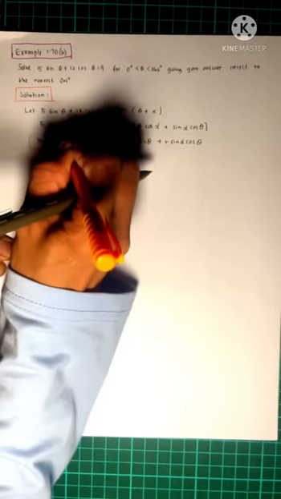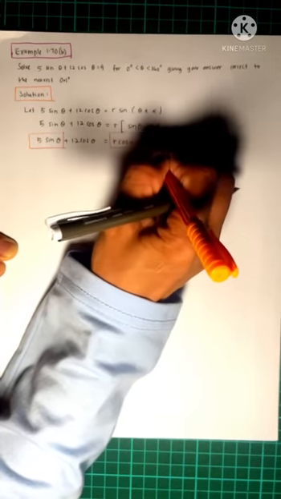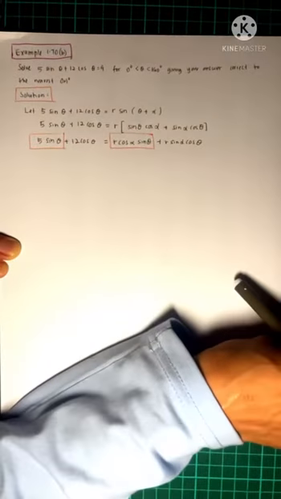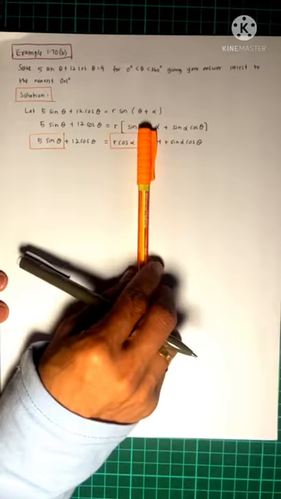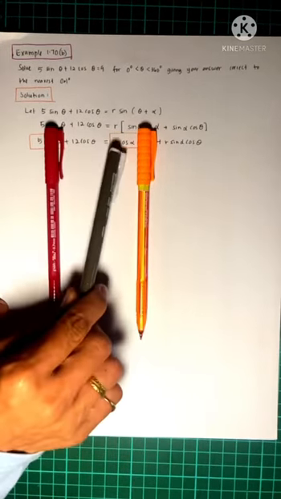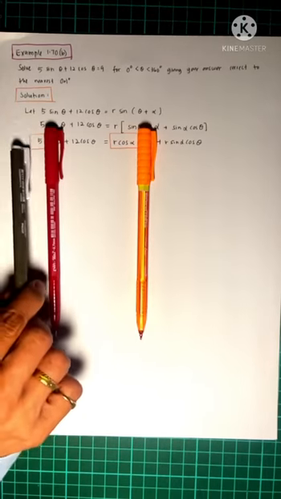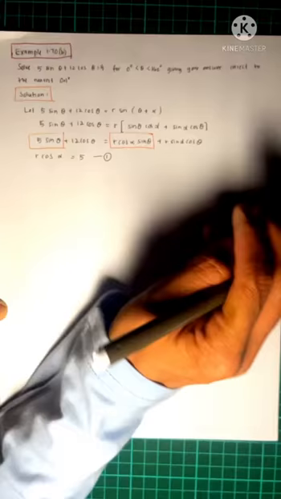Then kita compare both side of equation. So kita tengok yang ada sin dulu di sebelah kiri, dan kita samakan dengan yang ada di sebelah kanan. So bila kita tutup sin dekat sini, so kita akan dapat R cos alpha equal to 5. This is equation number 1.